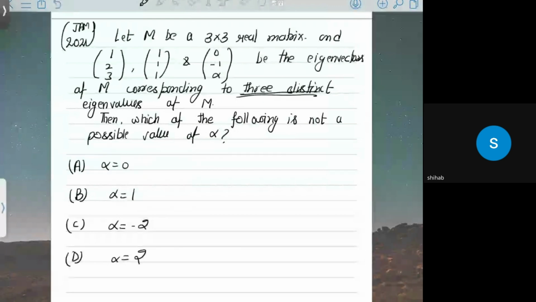Did anyone say anything? Then the question asks that which of the following is not a possible value of alpha?